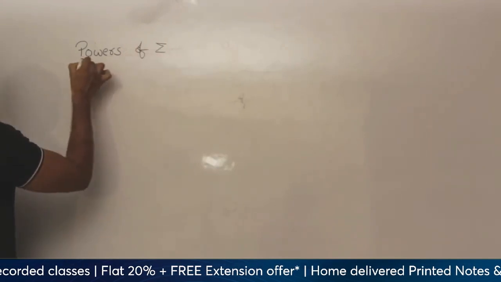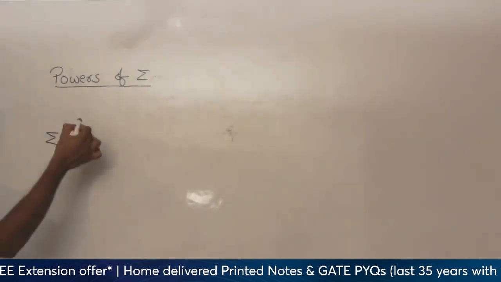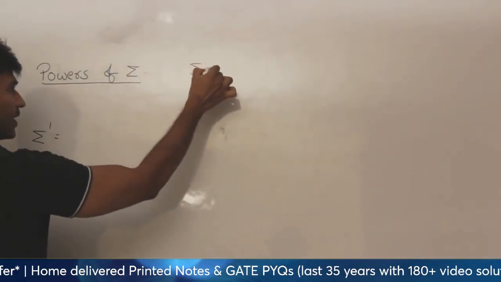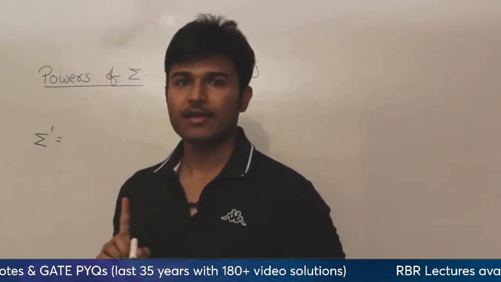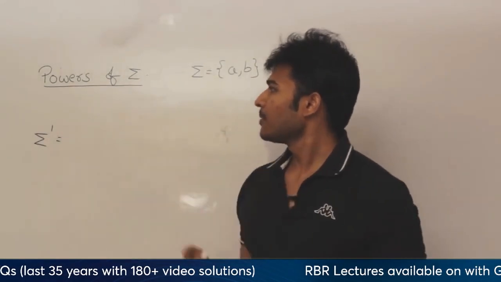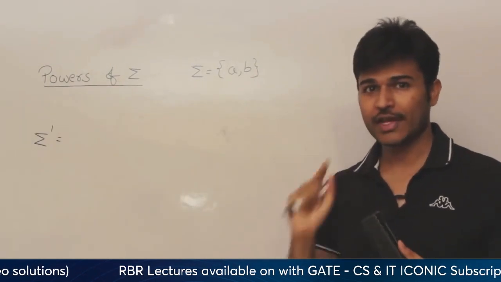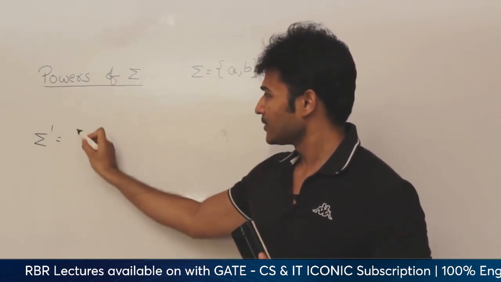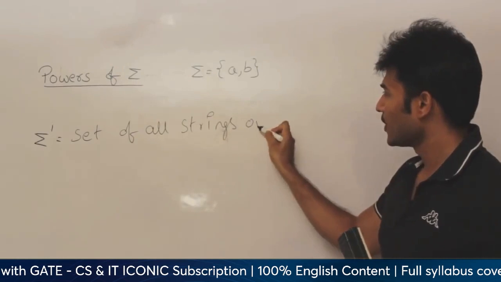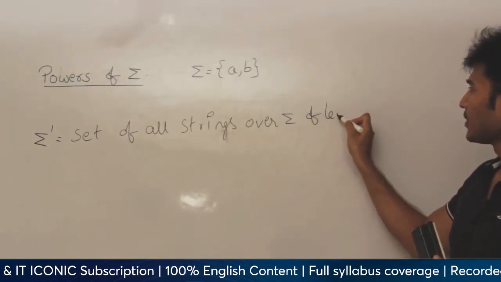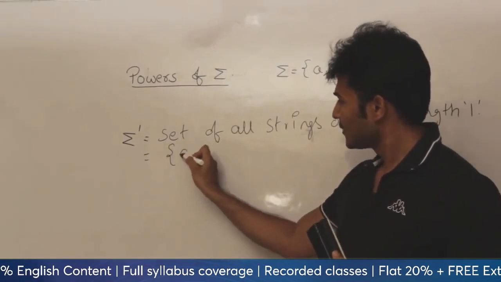Powers of sigma. First thing is sigma power 1. Let us say we have defined sigma as a comma b, which means our input alphabet contains only two symbols, small a and small b. Now sigma power 1 is nothing but the set of all strings which can be formed over a comma b, which are of length exactly 1. So they are simply A and B.